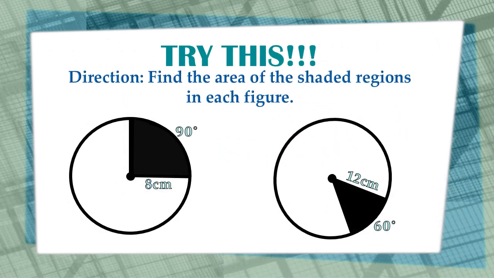Okay, so I'd like you to try this. Find the area of the shaded regions in each figure. You may pause the video for a while, and when you are done answering these two problems, you may resume watching to check your answer. So this is our final answer for this activity. For the first figure, the area is approximately equal to 50.27 square centimeters. And for our second illustration, the area is approximately equal to 75.40 square centimeters.